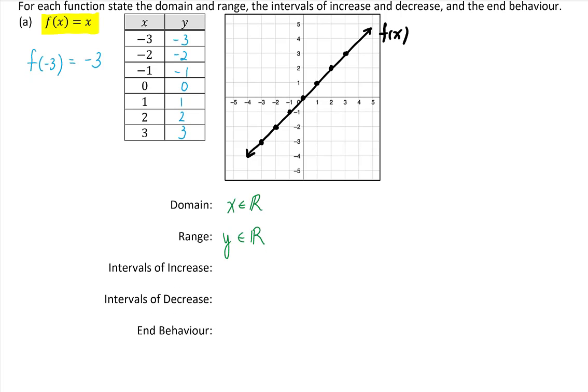Next is the intervals of increase. So where is this function going up to the right? Well, if you look at this function, as we read it from left to right, we see that this function is always increasing. The y values are always getting larger. So we say that f of x is increasing for all x. Next, what are the intervals of decrease? As we look left to right, this function is never decreasing.